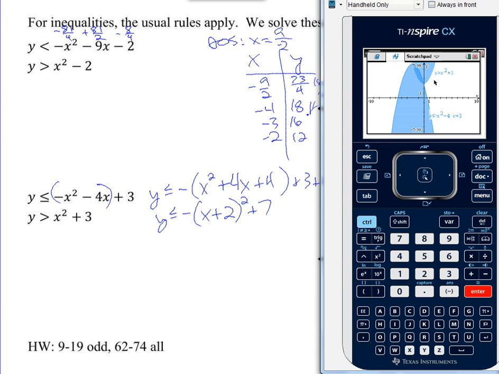Obviously on the test or on the homework, if I'm asking you to graph and show me that shaded region, you're not going to be able to do that on the calculator and then print it off on your graph. So you're still going to have to know how, but you can check on the calculator. Okay?